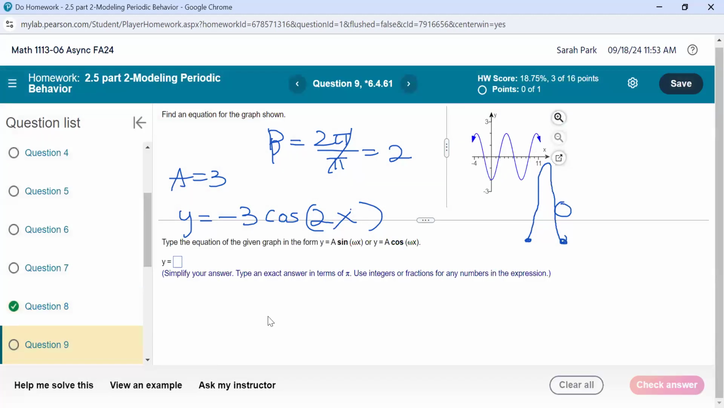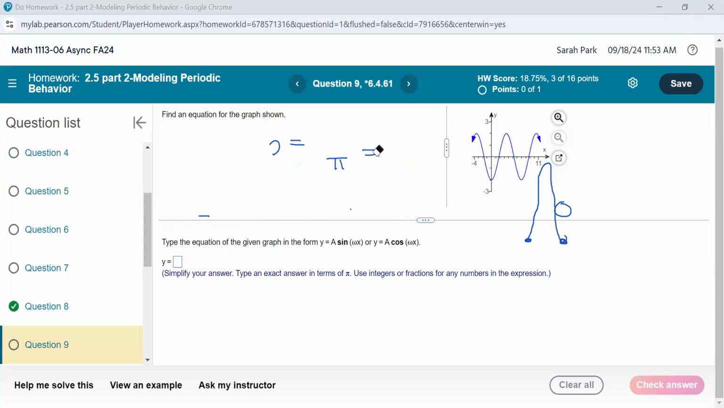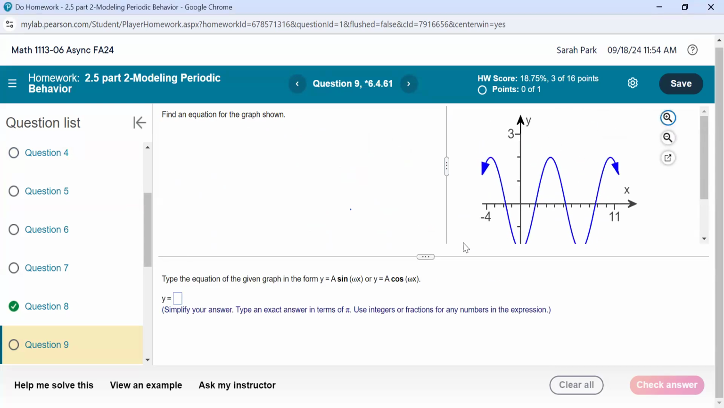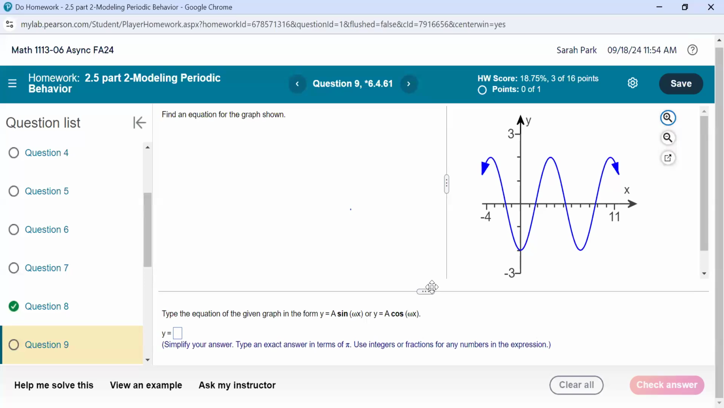Okay, let's see number 9. Number 9 is similar to what we just did. The variables look funny here, but just think about y equals a sine of bx or cosine of bx. This is going to be a cosine, again a negative cosine because it starts at -2. Actually, maybe we should do this because the period is kind of hard to see. Okay, so the amplitude is going to be 2 because it's right from 0 to 2. That's the amplitude. And I know I need a negative because it's starting at -2.